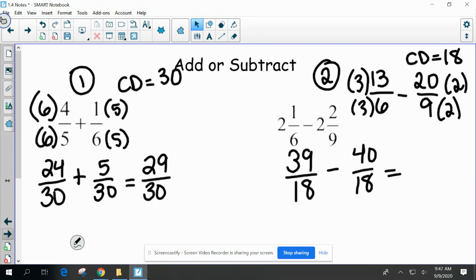And then I have to subtract. So 39 minus 40. Negative 1 over 18.